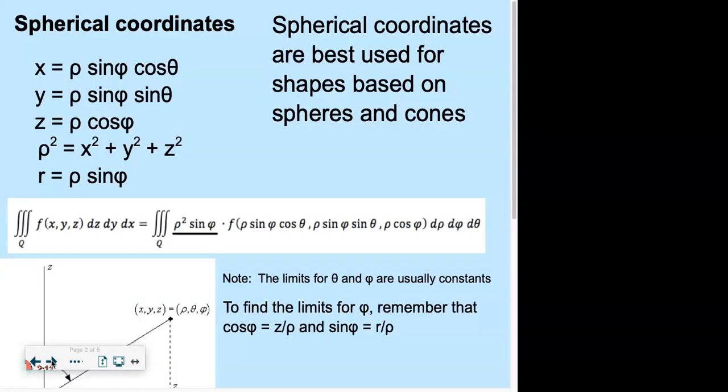The first thing that you might want to write down is how to relate spherical coordinates to x, y, and z. This symbol right here is pronounced rho, R-H-O. This symbol right here is called phi, and then of course that's theta. Those are the three variables in spherical coordinates: rho, phi, and theta.